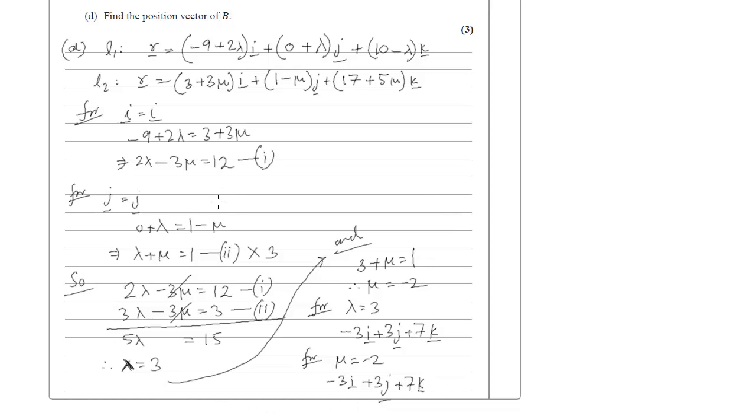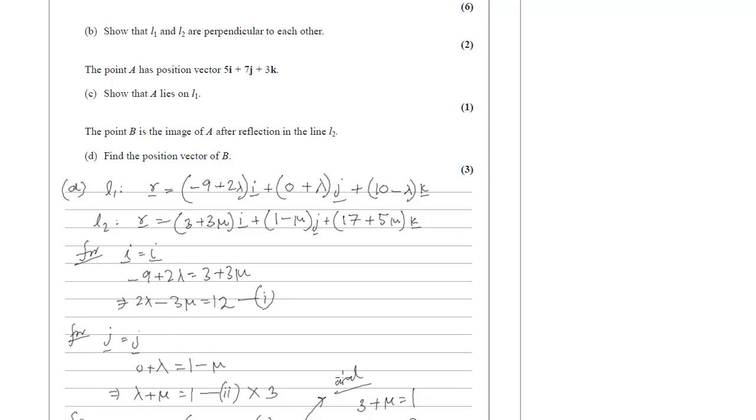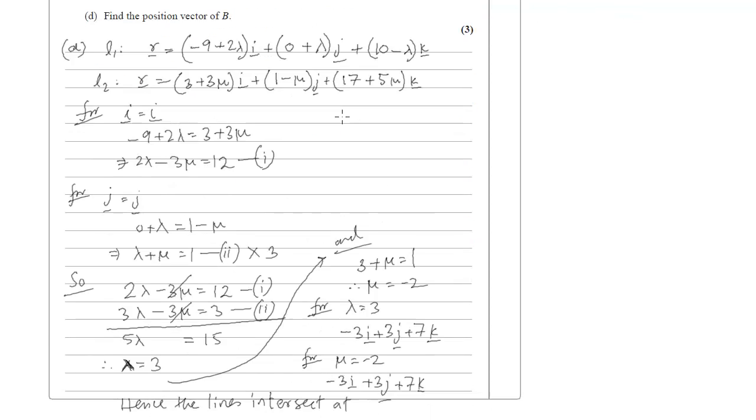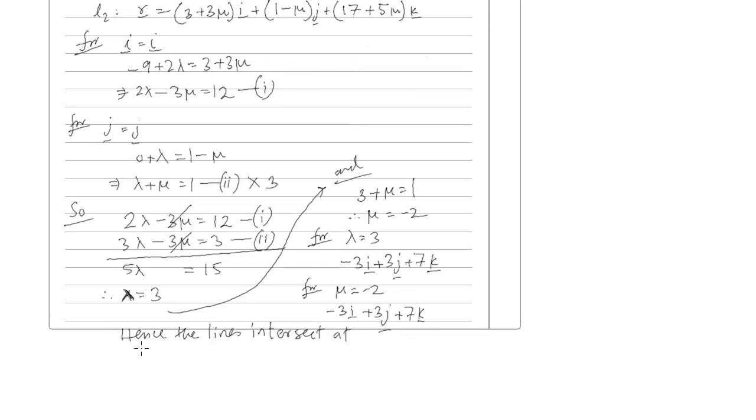So we can write, hence the lines intersect at... now do we have to write down the answer in position vector format or as a point? Position vector of their points. So it has to be in the ijk format. So hence the lines intersect at minus 3i plus 3j plus 7k.